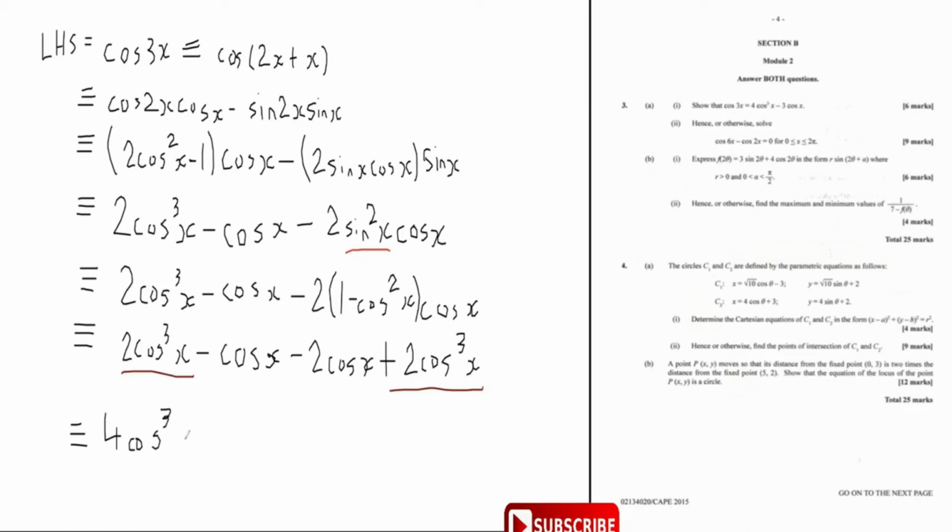4 cos cube x. And then what we have now is minus cos x minus 2 cos x. Those two together becomes minus 3 cos x. Is that what we have? I'm sure that is what they want us to prove. Yes, that is what they want to prove. And that is equivalent to our right-hand side. Nice and easy. That's equivalent to your right-hand side. So you can just write down easily brushed aside.